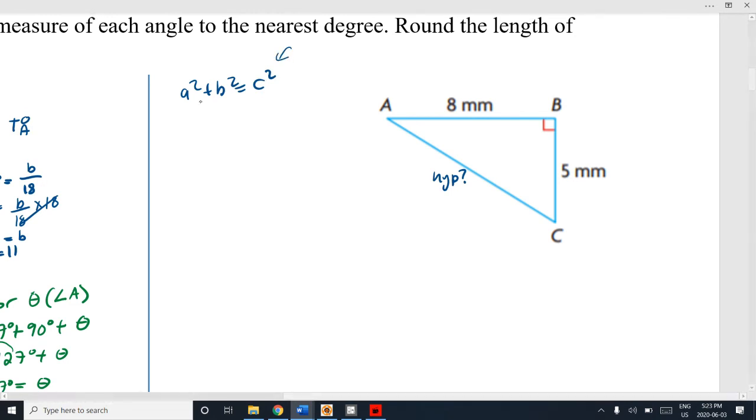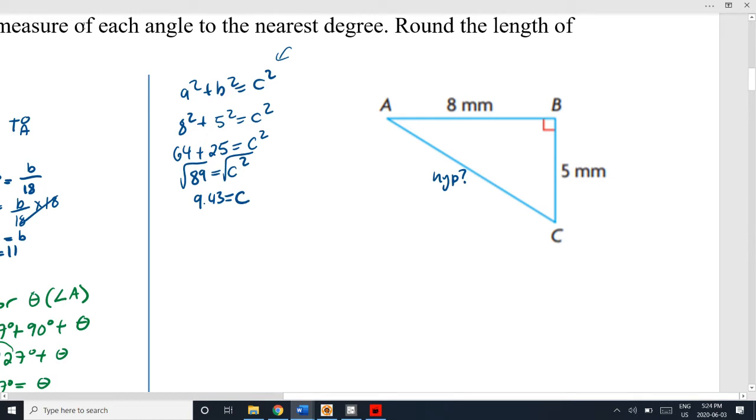So we can fill in our other sides here that are not the hypotenuse. 8 squared plus 5 squared is equal to c squared. 8 squared is 64. 5 squared is 25, is equal to c squared. 64 plus 25 is 89. So c squared is equal to 89. But we want to find c by itself, the hypotenuse, so we're going to square root both sides. The square root of 89 is 9.43. So that's equal to c.